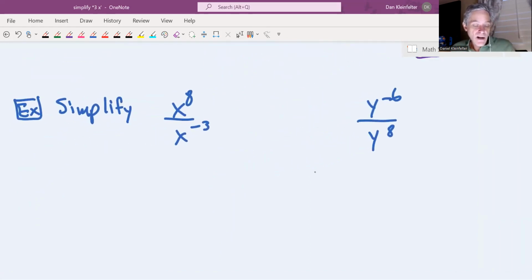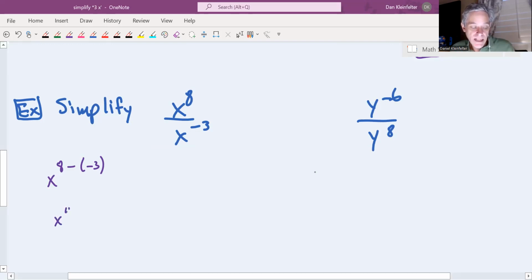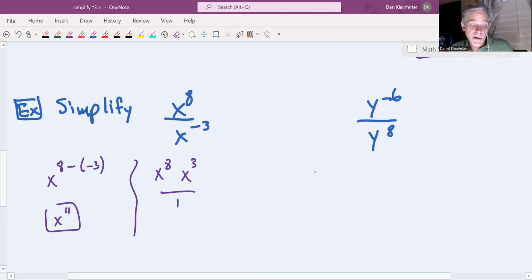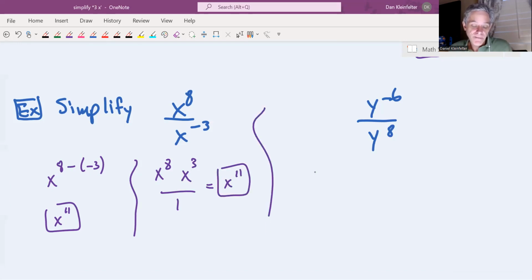Here, x to the 8th power divided by x to the minus 3 power, we're going to subtract our negative 3. So that's x raised to the 8 plus 3, or x to the 11 power. If you were thinking, well, let me make this so that the x is in the numerator with a positive 3 exponent on it, then you could do that just as well, and you're still going to get x to the 11th for an answer.